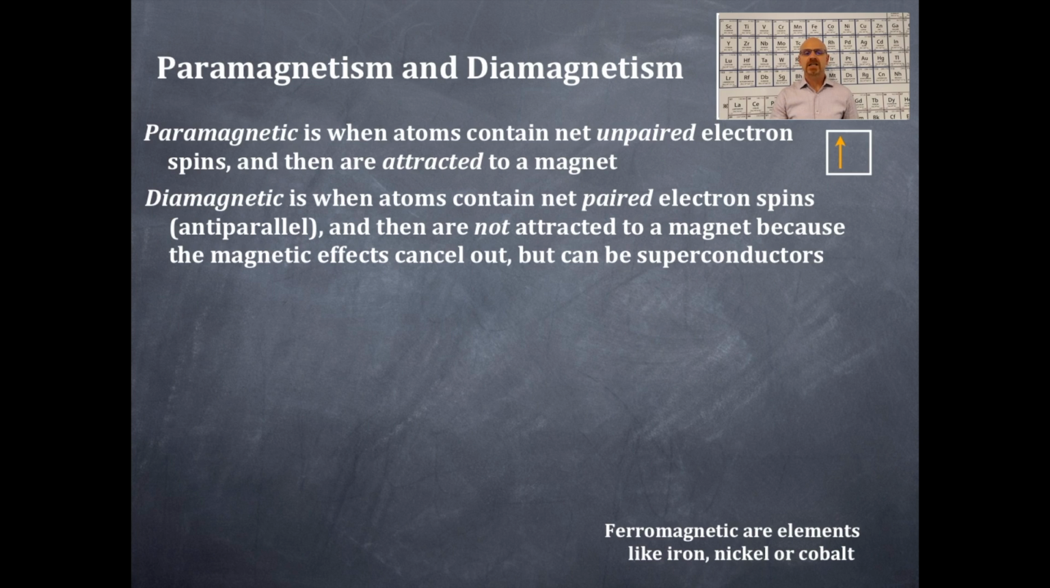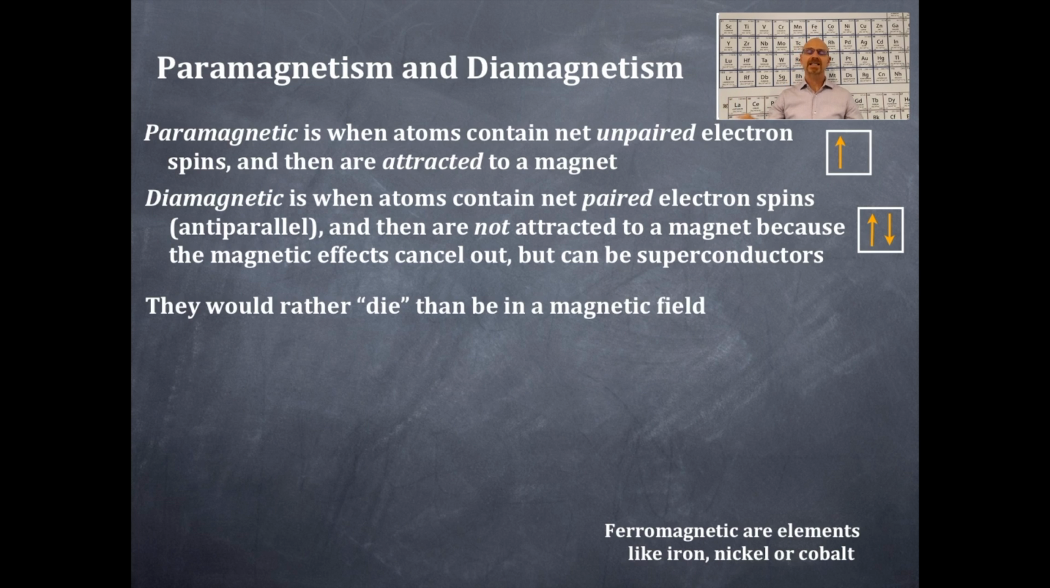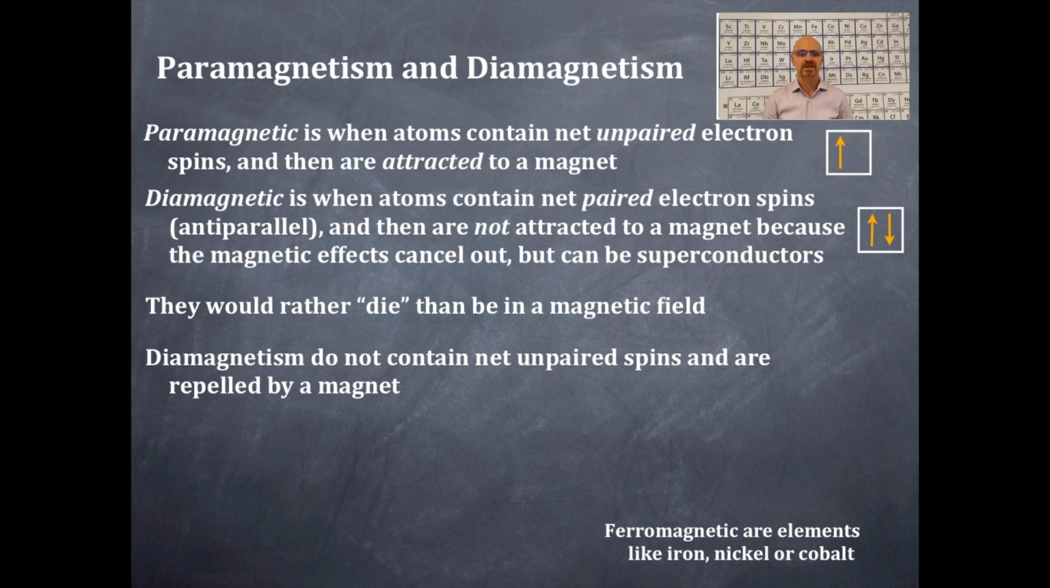Diamagnetic is when atoms contain net paired electron spins. That is, they are anti-parallel, and I talked about that with the electron configuration for helium. These are not attracted to a magnet because the magnetic fields cancel themselves out. But they can be superconductors. Just like this one here, this is the orbital box diagram for helium. That is diamagnetic. So diamagnetics would rather die than be in a magnetic field. Hopefully that makes sense. Diamagnetics do not contain net unpaired spins and are repelled by a magnet.